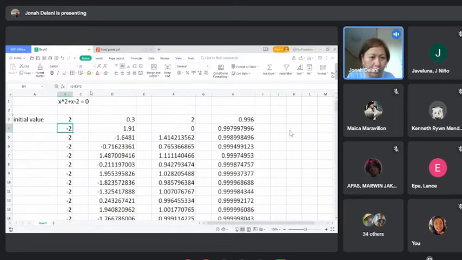What do we use? The fixed point form is x equals 2 minus x squared. Isn't it possible? 2 minus x squared. This is a fixed point form from here. Right? You can interrupt anytime.